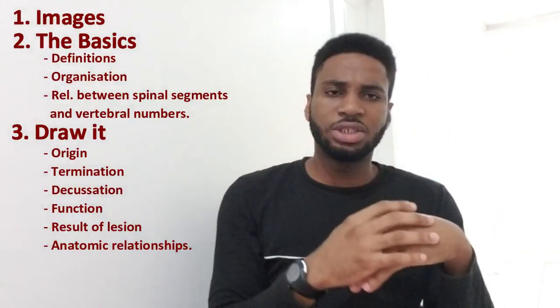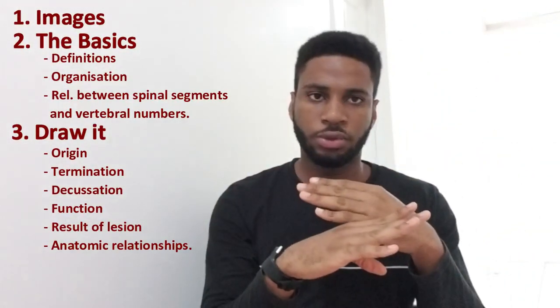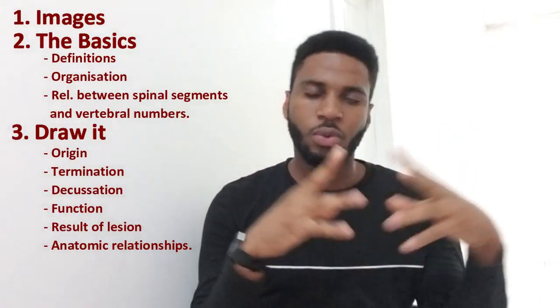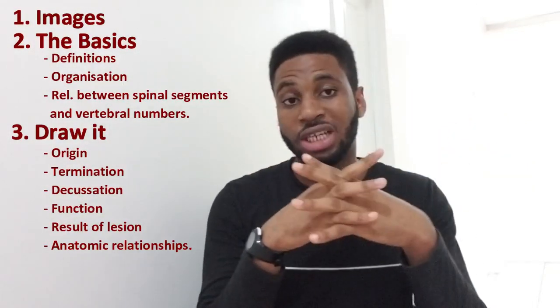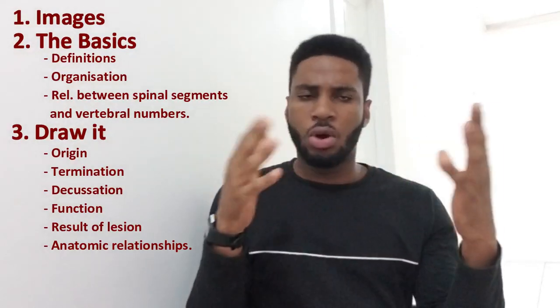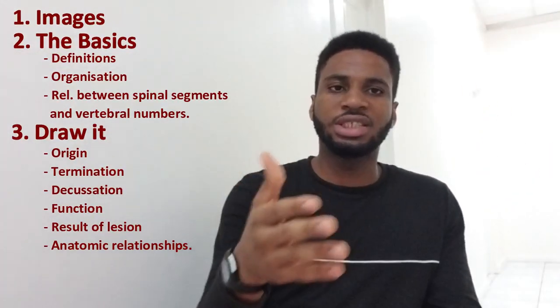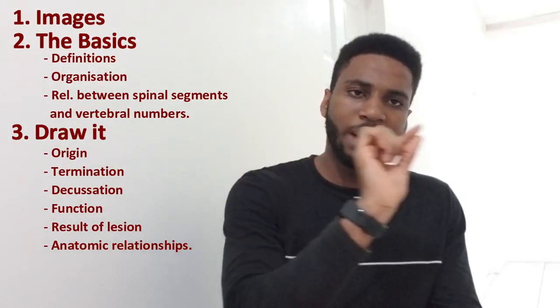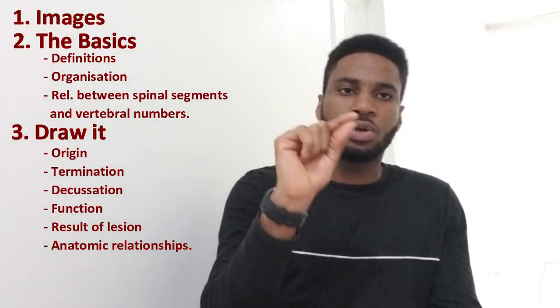For your ascending and descending tracts, you want to know the point of decussation. You want to know which tracts decussate at spinal level, what tracts decussate below at the base of the medulla, and all that. You want to know this information. These are the things that are going to be tested on the exams: the origin of the tract, the termination of the tract, the level of decussation of the tract.